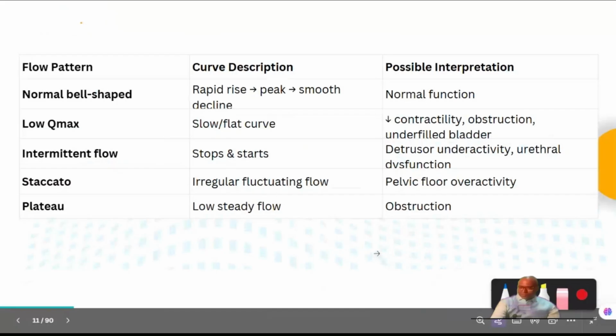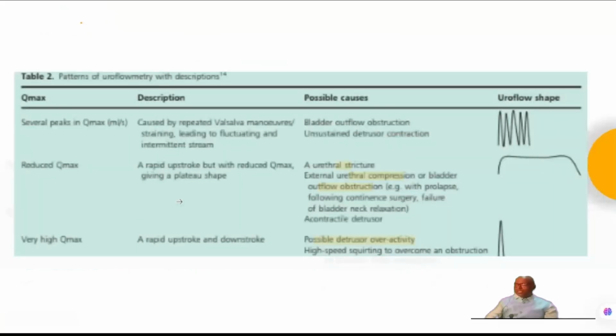Okay. See here, this kind of pattern. Okay, multiple spikes, several peaks in Qmax. This is caused by repeated Valsalva maneuver, that is straining, leading to a fluctuating and intermittent stream, and the possible cause is bladder outflow obstruction and unsustained detrusor contraction.